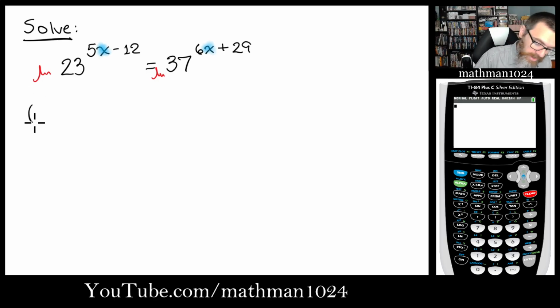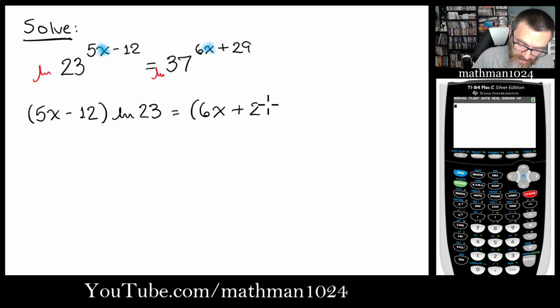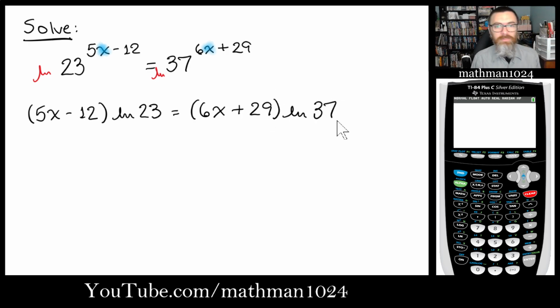Doing so brings the power, in this case 5x minus 12, out front, times the natural log of 23. The right side, a similar thing happens. That's going to be 6x plus 29 times the natural log of 37.